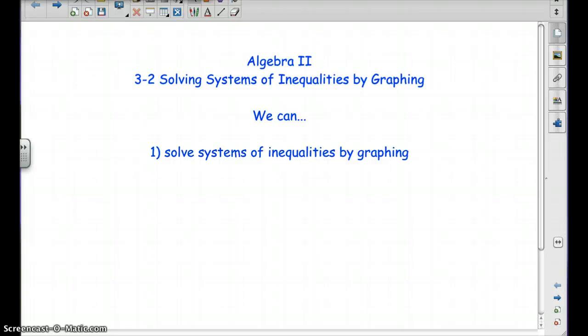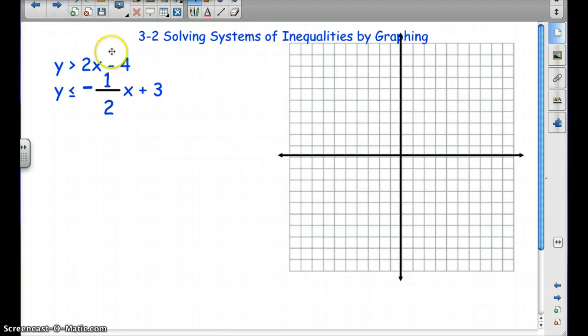Hi, Algebra 2 students. We're starting section 3-2, Solving Systems of Inequalities by Graphing, and that is exactly what our learning target is, solving systems of inequalities by graphing. So we're going to be given two inequalities, a system of inequalities, and what we're going to do is look for the shades that overlap. So we're going to graph each one and find out where their shades intersect.